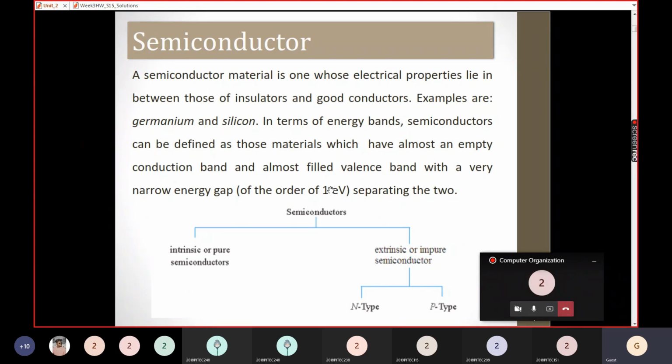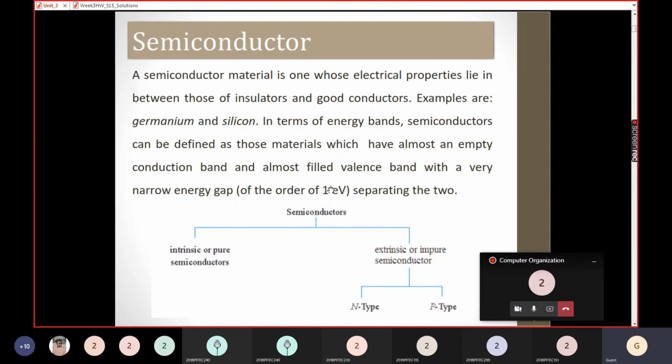So in this case, we are going to directly define the variable called EB. Usually this energy band will be represented in terms of EB, and always remember the order of 1 electron volt will be the narrow energy gap represented between electrons as well as holes. This is the first point which we have to remember in the semiconductors.